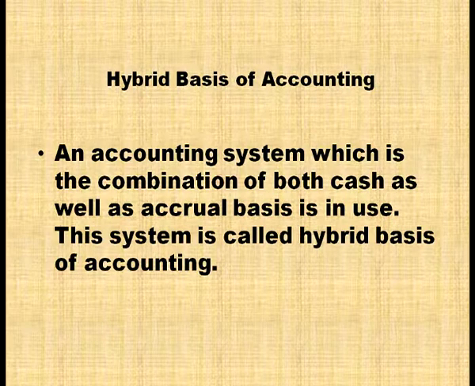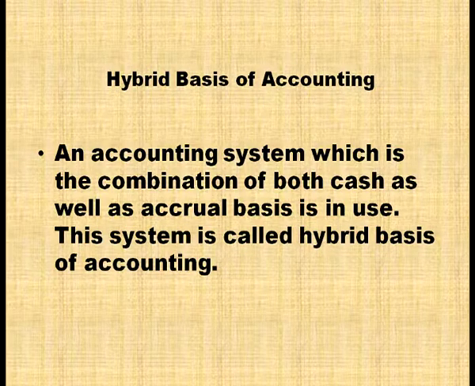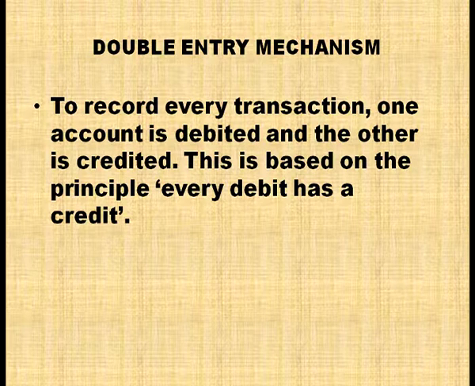There is one more basis of accounting, that is hybrid basis of accounting. An accounting system which is a combination of both cash and accrual basis is in use, that is the hybrid basis of accounting. Here we should know one more term, double entry mechanism or double entry system. To record every transaction, one account is debited and other is credited. This is based on the principle every debit has a credit.